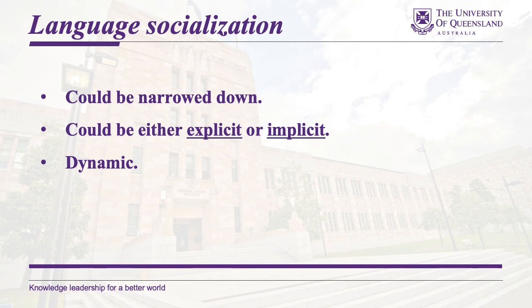Also, language socialization could be explicit or implicit. In terms of explicit, locals may directly tell what they would say in the particular context or tell the outsiders their speech is not appropriate in certain situations. However, a great deal of language socialization happened implicitly. For example, we observe how locals interact with service providers in the coffee shop or etc.